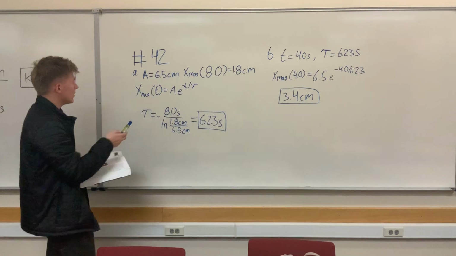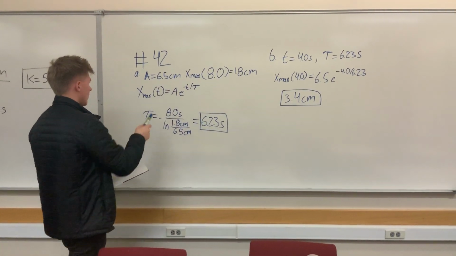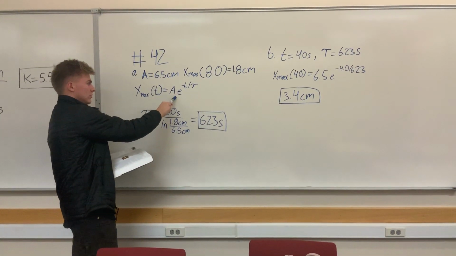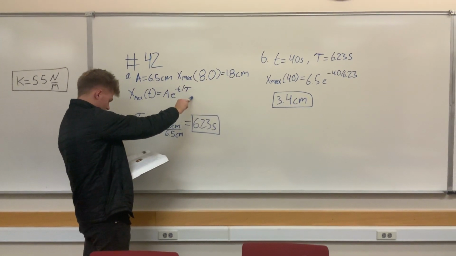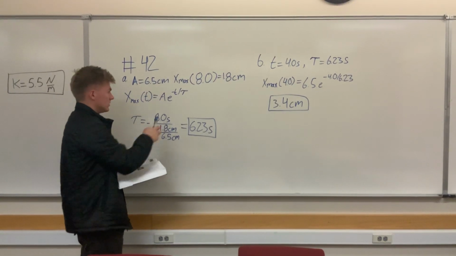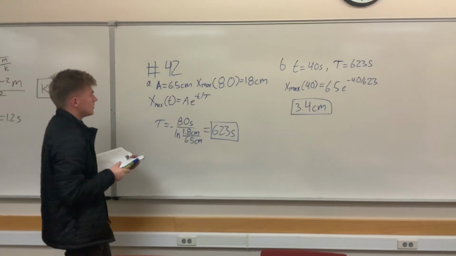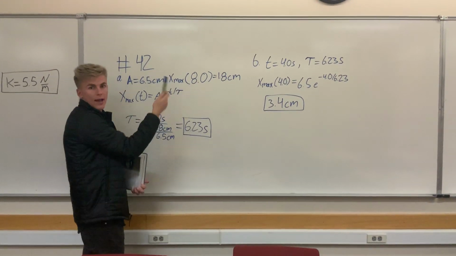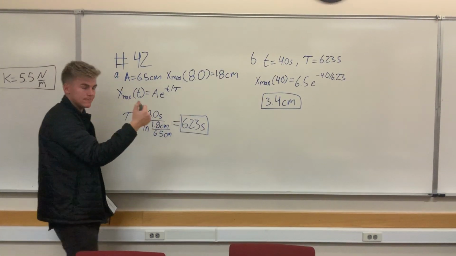So what we know is that originally our amplitude is 6.5 centimeters, and that our x max times t, this is the equation we're going to use, is our amplitude times e to the negative t over our time constant for damping oscillation. And then we can use our equation x, this is another known, that we have our x max of 8.0 is equal to 1.8 centimeters.